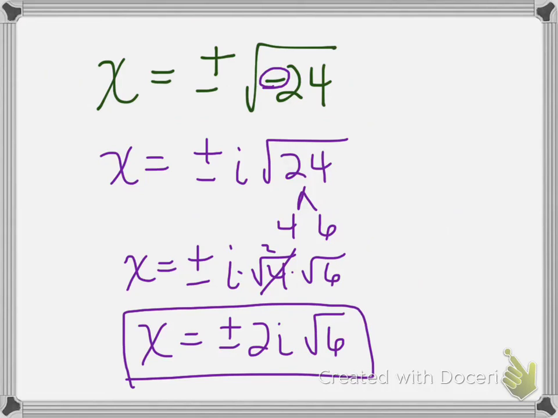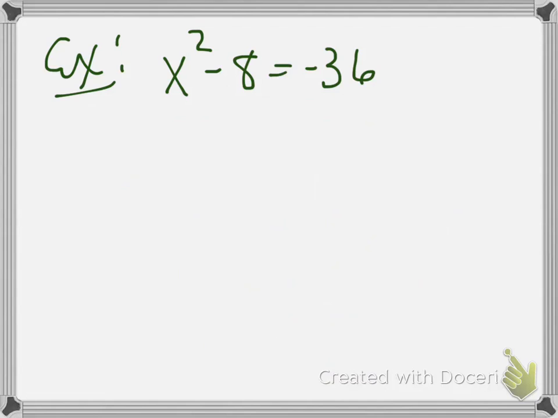Is this a solution? Yes, it is. Is it a real solution? No, but it is an imaginary solution. So now that we've seen this i, this square root of a negative number, we're going to try some more examples of it and see what else we can do.